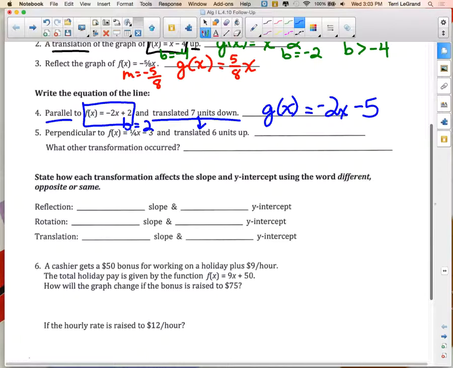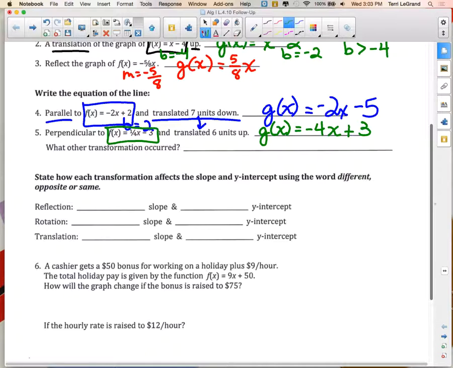Okay, number 5. Perpendicular to f of x equals 1/4 x minus 3, perpendicular to that, and translated 6 units up. What would our function be for that one? Max, what do you got? Give it a try here. G of x equals negative 4x plus 3. So like one answer for this one. Has he got it? He does.